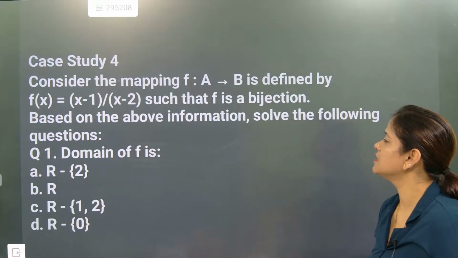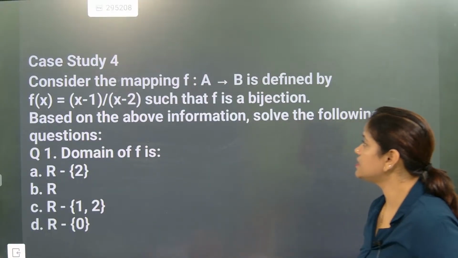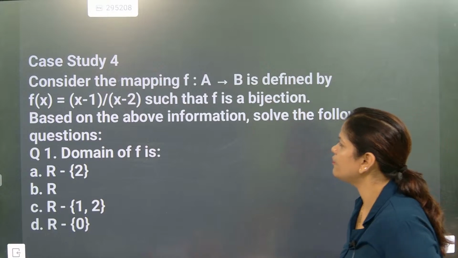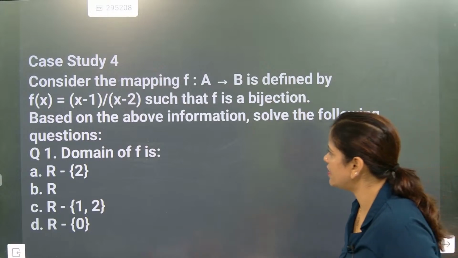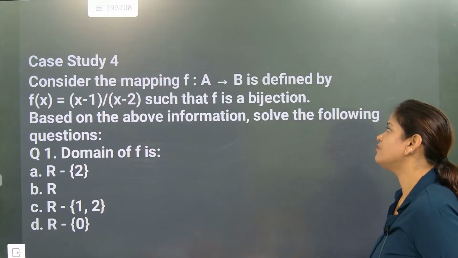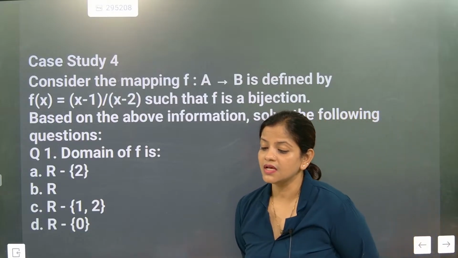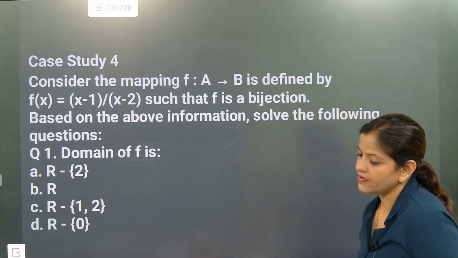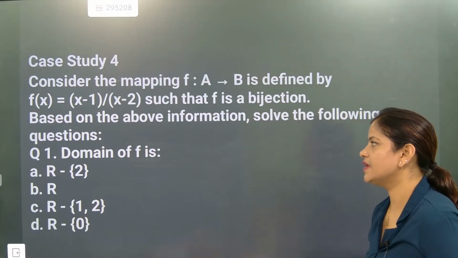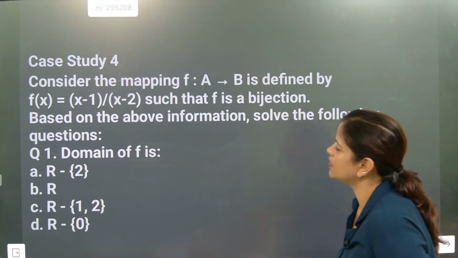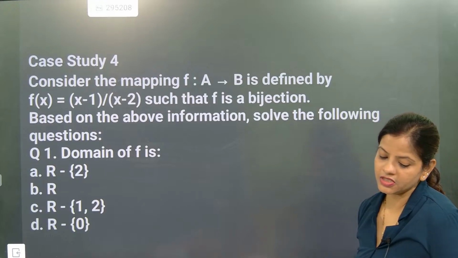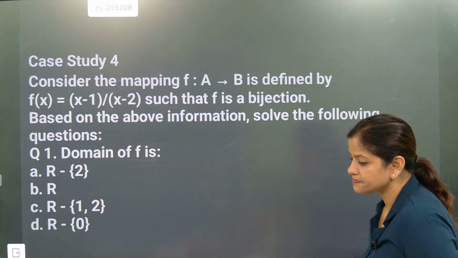Now we will go for case study number 4. Come on, try this question, beta. f such that A tends to B is defined by f of x equal to x minus 1 by x minus 2, such that f of x is bijective. Here, beta, one thing is given to you and that is it is bijective. One thing very clearly they have given is that f of x equals x minus 1 by x minus 2 is a bijective function.